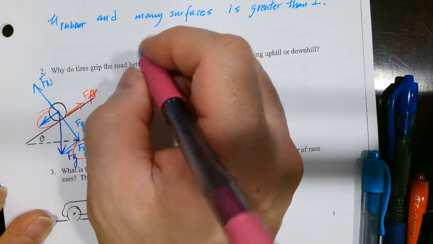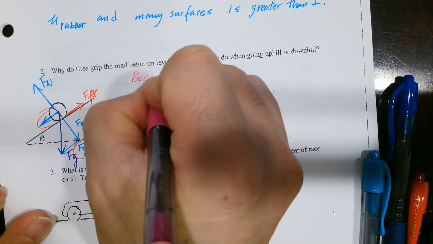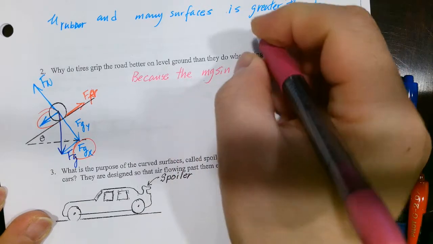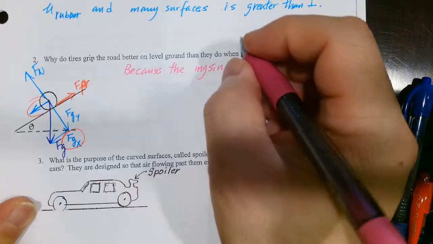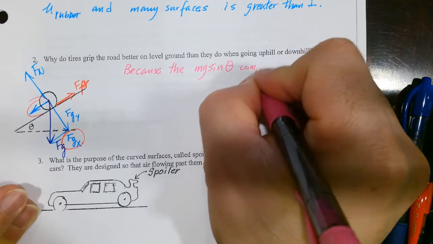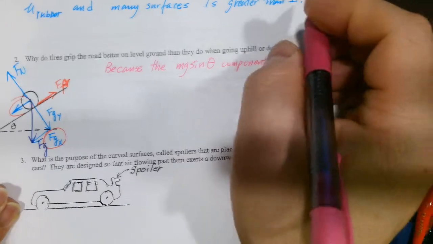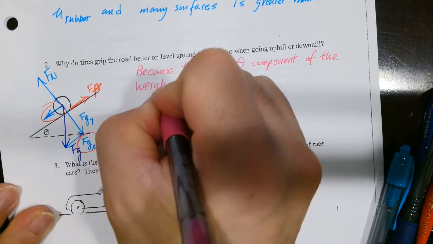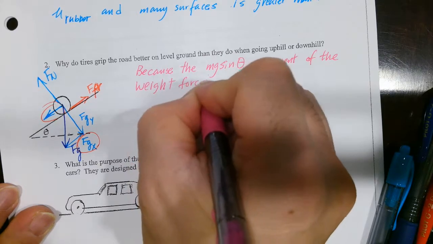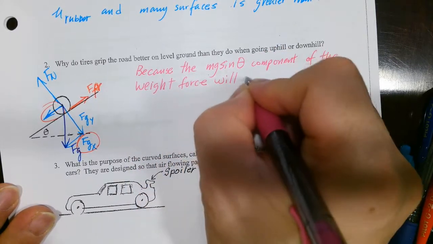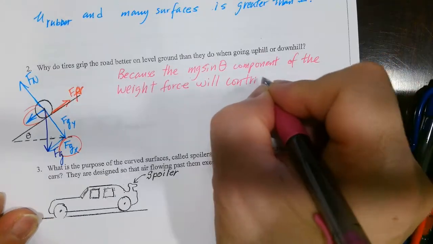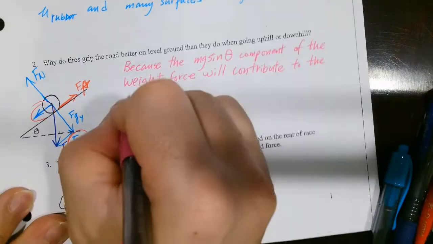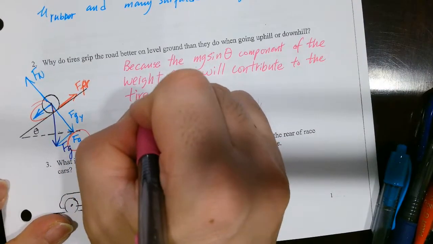First, the mg sine theta, which is the force parallel, FGX. So that's the obvious one, right?